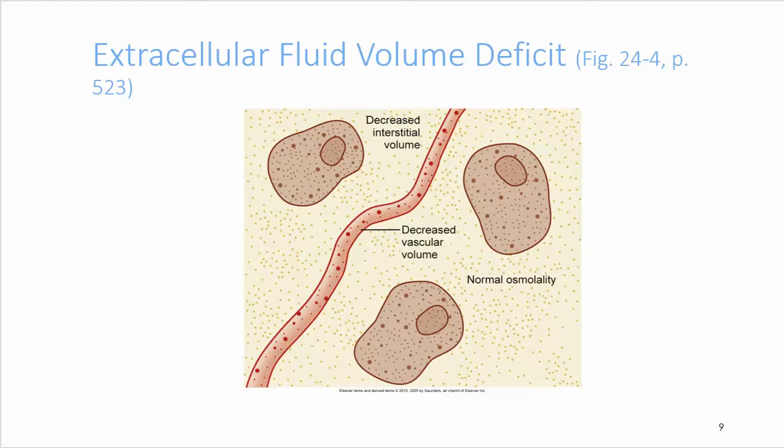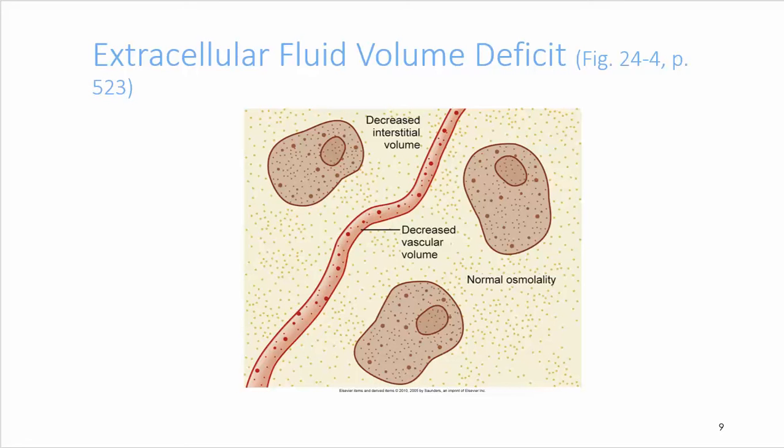There's the normal osmolarity of the extracellular fluid, but there's a decreased volume. And so there's a decreased interstitial volume and there's a decreased vascular volume, and it's balanced because the osmolarity is normal. So really you're losing water and sodium together. So somehow this fluid is gone, and it's both water and sodium.